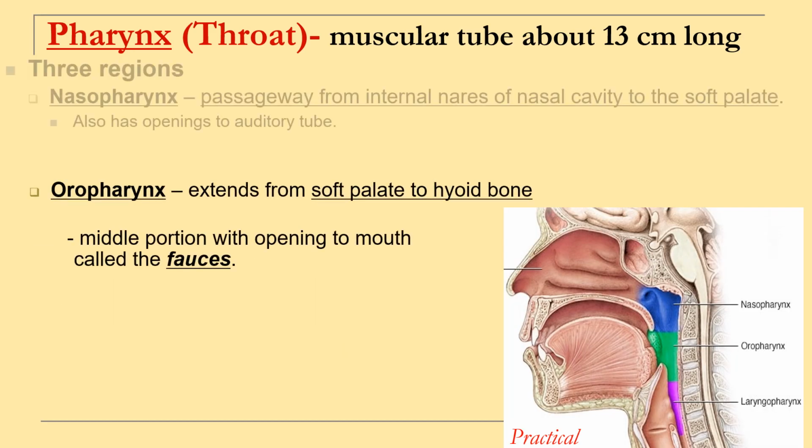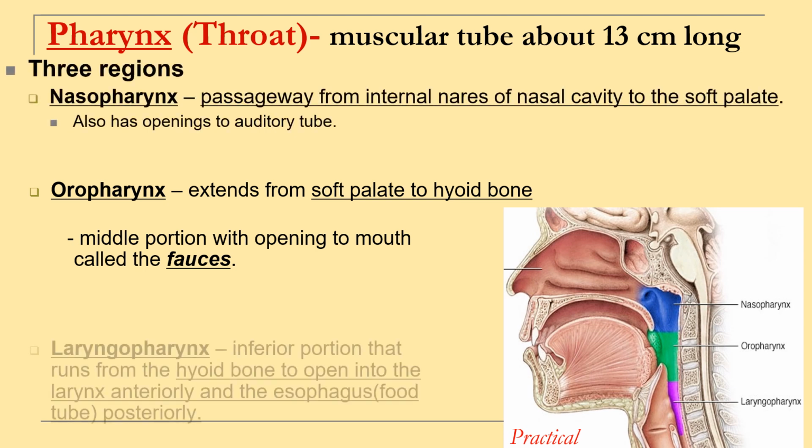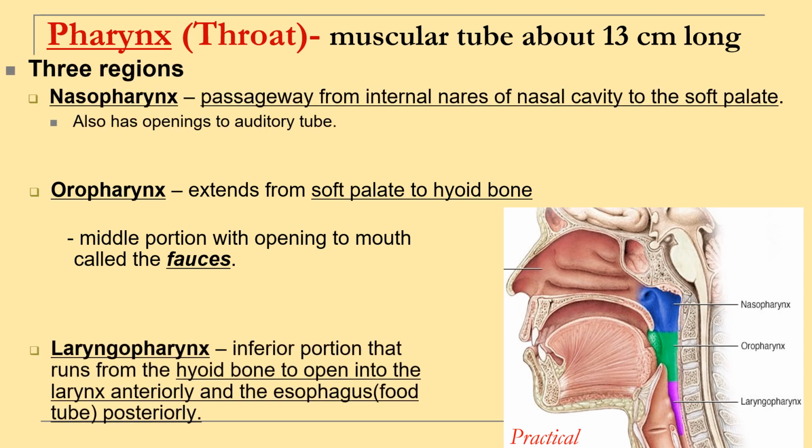Into the pharynx. The pharynx, of course, is also known as your throat. It's a muscular tube, about 13 centimeters long. I would be familiar with that. Again, we have 3 regions to our pharynx. I've got my nasopharynx, my oropharynx, and my laryngopharynx. So my nasopharynx is just the part of my pharynx that's behind my nose. The oropharynx is the part of the pharynx behind my mouth. And then the laryngopharynx is the bottom part of my pharynx. It's behind the larynx, essentially.